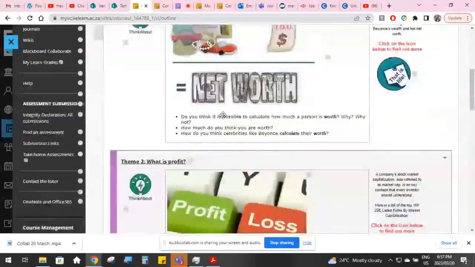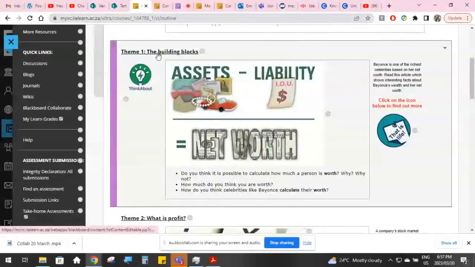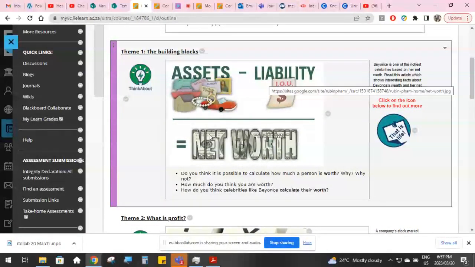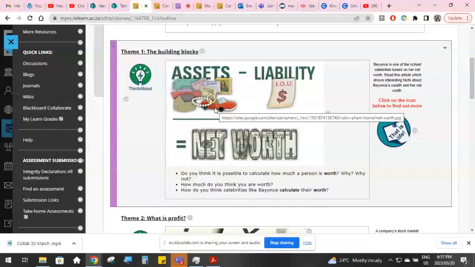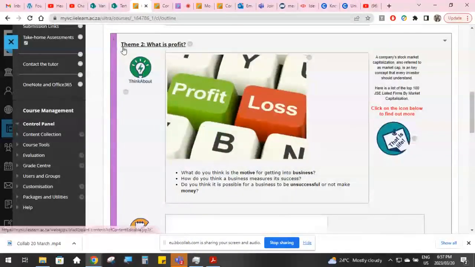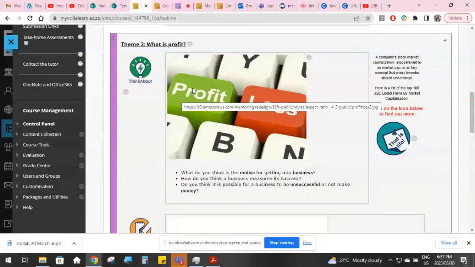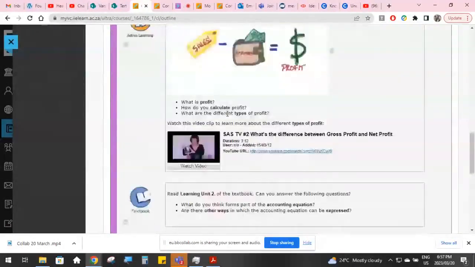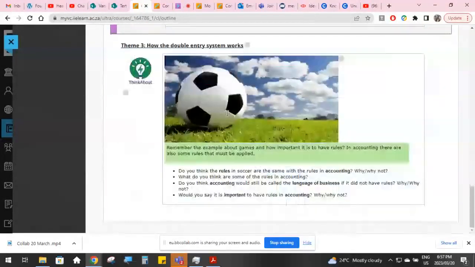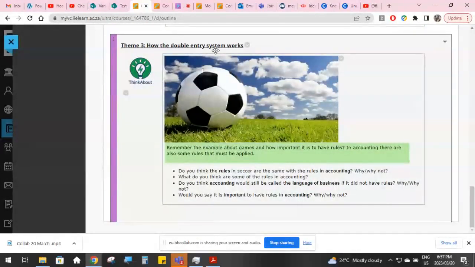And then underneath that, they will have listed the theme. So theme 1, the building blocks, which we saw was assets minus liabilities equals equity. So that's our accounting equation. And the second theme is what is profit, and profit is income minus expenses equals profit. And then our theme 3, how does the double entry system work? And then here we've got some information about that again.